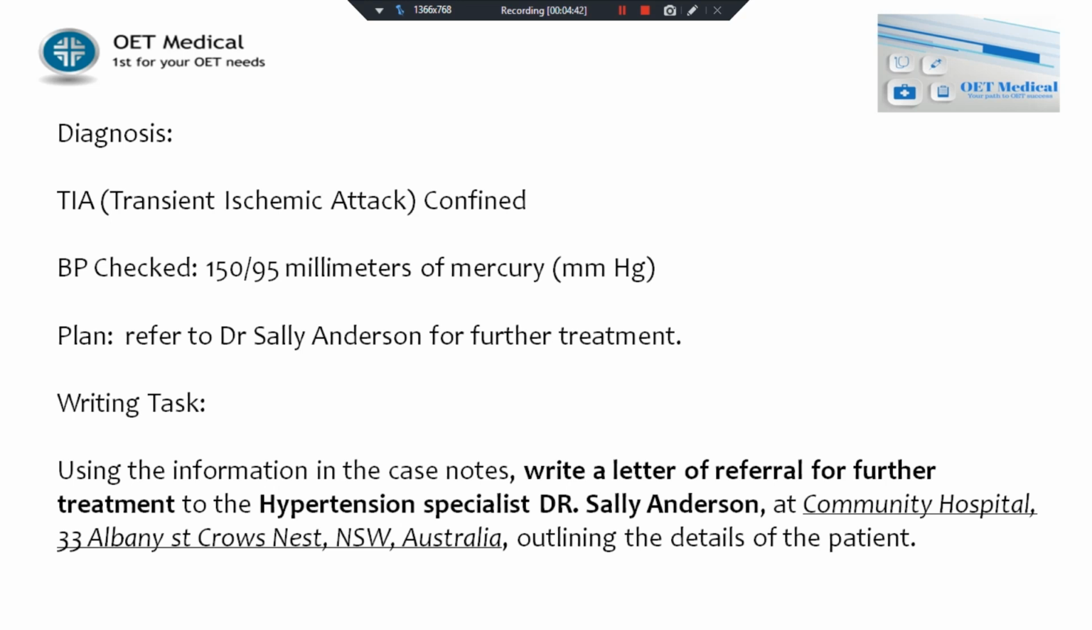So the first thing you will do when you look at the notes is look at the task. Before you look at the medical notes, you have to know what the task is. So on your paper you will see something similar to this. Using the information in the case notes, write a letter of referral for further treatment to the hypertension specialist, Dr. Sally Anderson, at the community hospital, outlining the details of the patient. Okay, so we know what we've got to do.